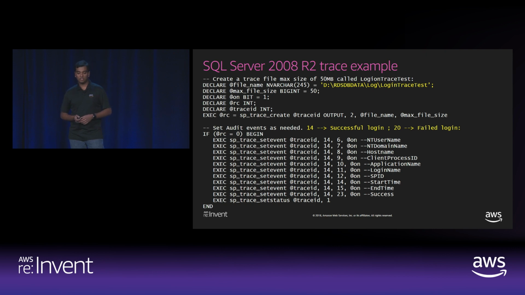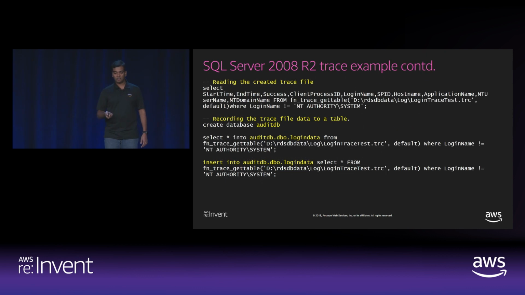So here I'm just showing you an easy way to set up a SQL Server server-side trace that is going to log successful logins. If you just change the 14 to 20, that is going to do the failed logins. And it's just writing all this information to the login trace file. And here, this is how you can read the file. And if you want to record it into a table, you just create an audit database, create a table that matches the audit file columns, and then you can insert data into that going forward. But again, 2008 is almost going to go out of support, so we definitely want you to use the newer versions of SQL Server and use audit instead of trace, because trace also is going to be deprecated soon.